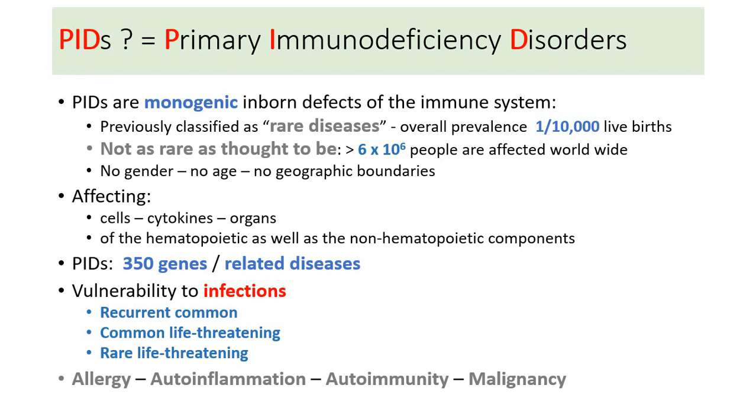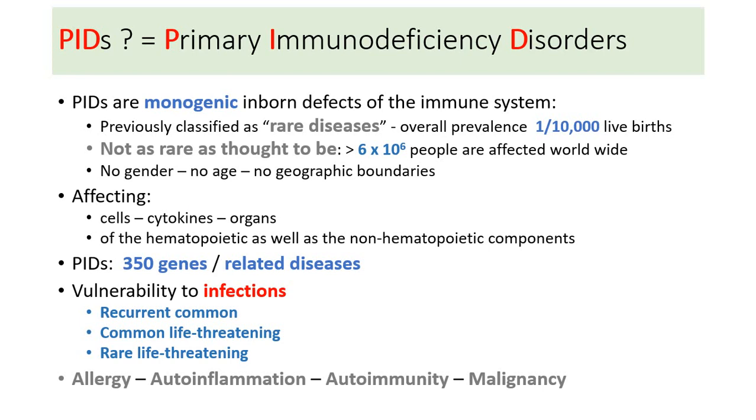PIDs, or primary immune deficiency disorders, are then considered monogenic inborn errors of the immune system. Initially, they were classified as rare diseases, but nowadays we have realized that they are no longer rare. They are quite common. The frequency might go very high in a certain condition. There are monogenic disorders affecting cells, cytokines, organs, and hematopoietic and non-hematopoietic components as well can be affected.